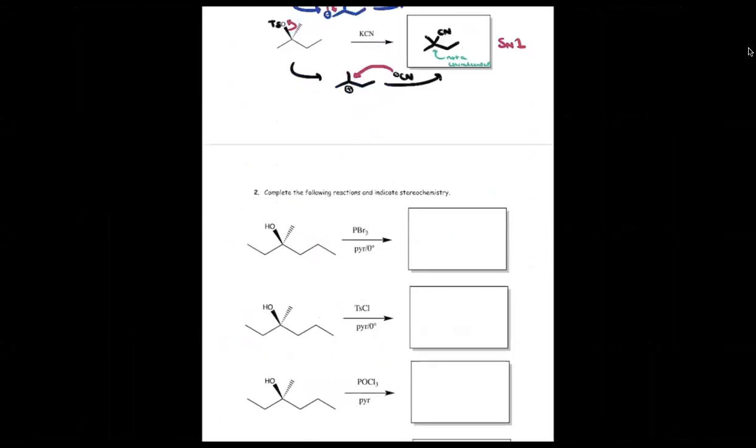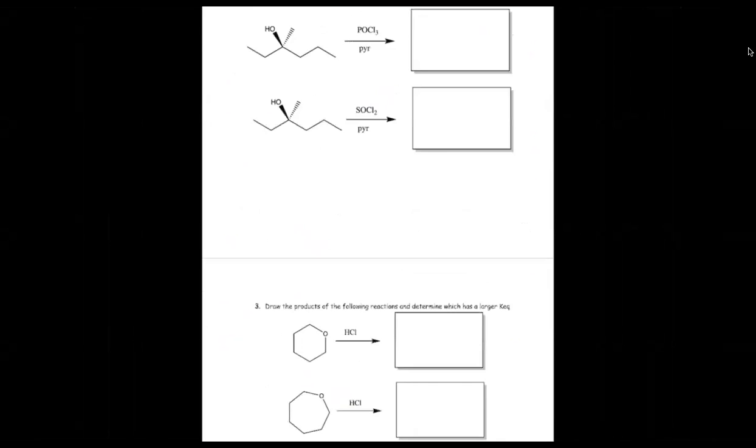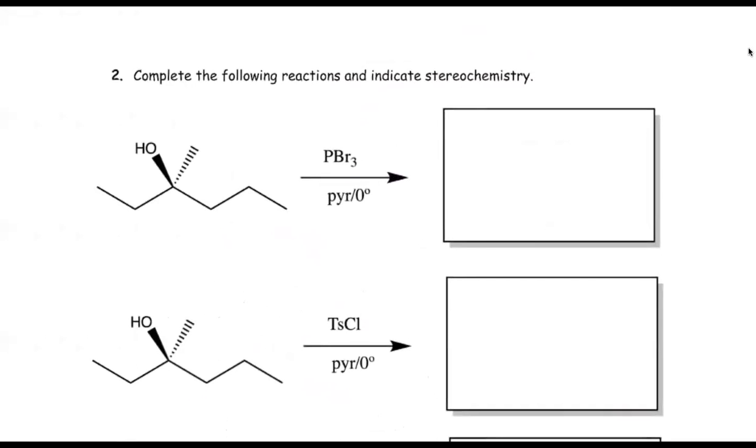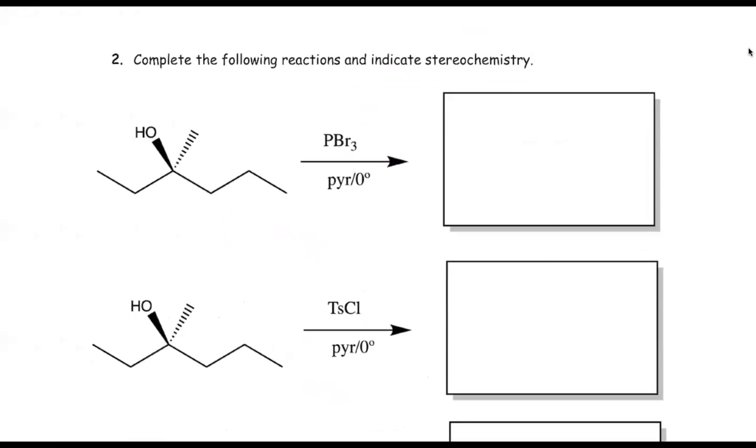Okay. Two pages left, guys. All right. For this one, we want to complete the following reactions that indicate stereochemistry. So first, we're going to be using PBr3. In the past, we've seen that PBr3 will do an SN2 to convert your alcohol into a good leaving group. Are we going to be doing an SN2 here?